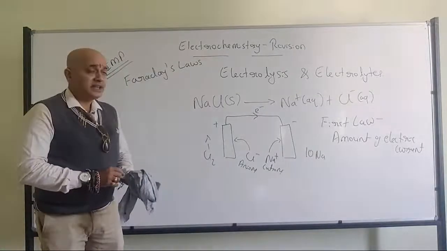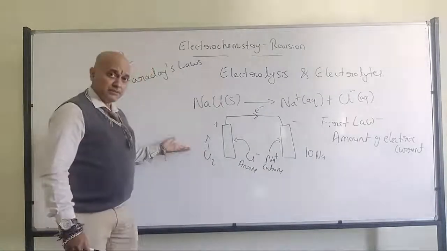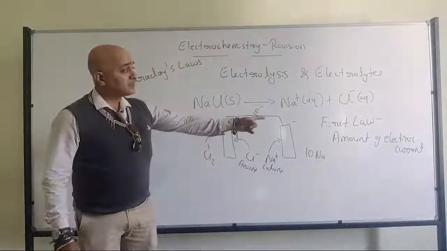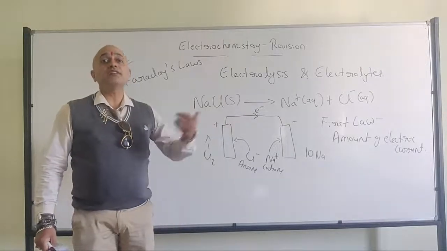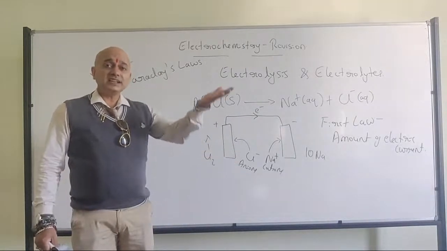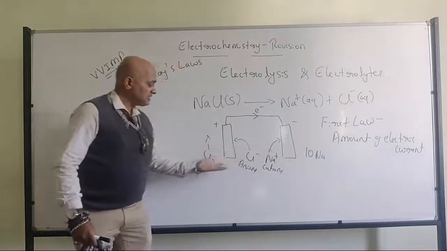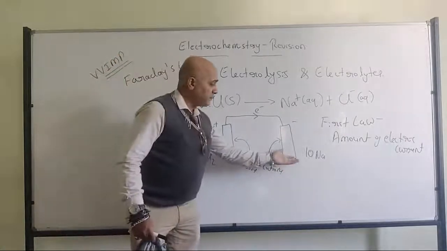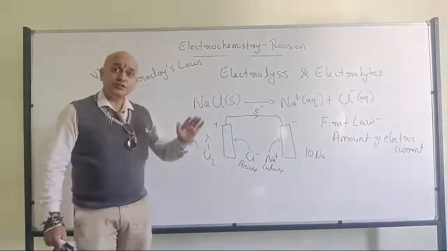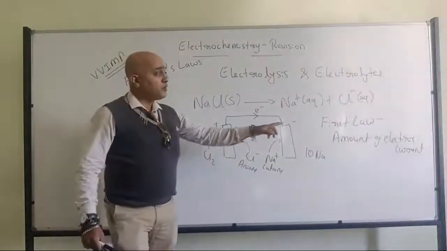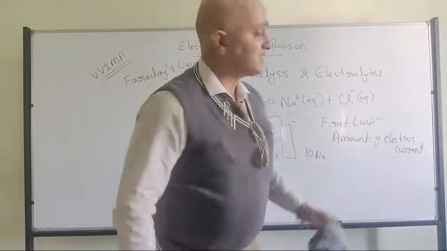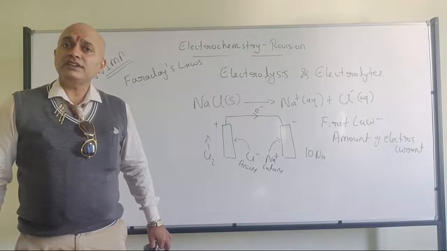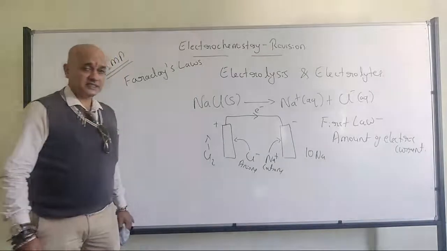So now what is happening? The amount of chlorine gas which is getting liberated and the amount of sodium metal which is getting deposited will be decided by the amount of electric current which you have supplied. As we increase the electric current, this deposition and this liberation will also increase. As you decrease the electric current, this deposition and liberation of gas is going to decrease. That's what the first law talks about. All of you have understood? That is with regard to this case.